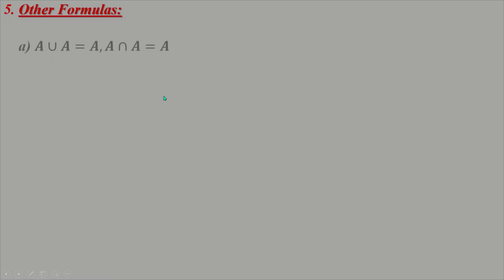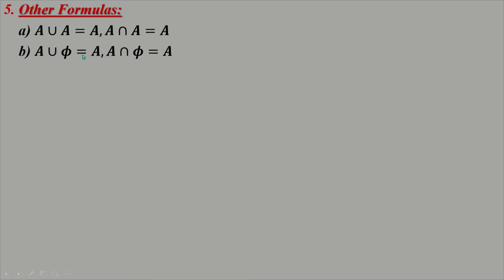Other formulas: A union A equals A, A intersection A equals A. A union null set equals A, or A intersection null set equals null set, not A. Here it will be null set. A union universal set equals universal set. A intersection universal set equals A.